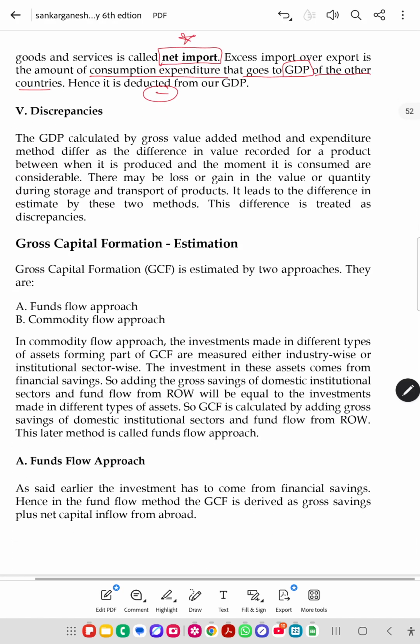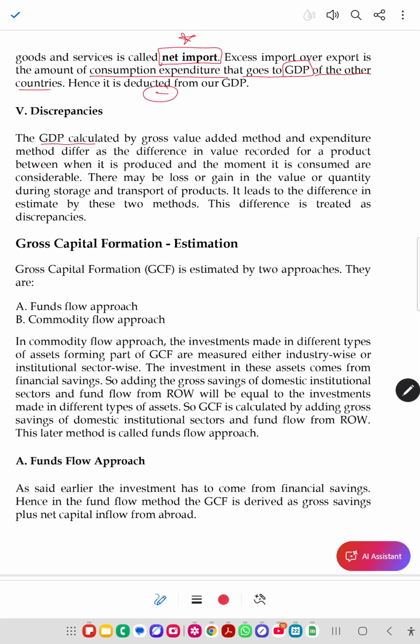Next part is discrepancies. GDP calculated by the gross value added method and the expenditure method differ, as the differences in value recorded for the product between when it is produced and the moment it is consumed are considerable. There may be loss or gain in the value or quantity during storage or transport of products. It leads to differences in the estimates by these two methods. This difference is treated as discrepancies.